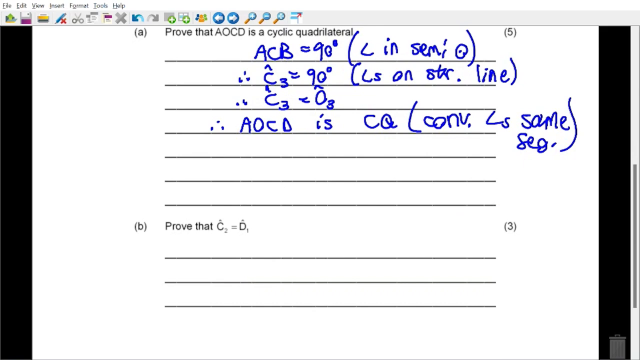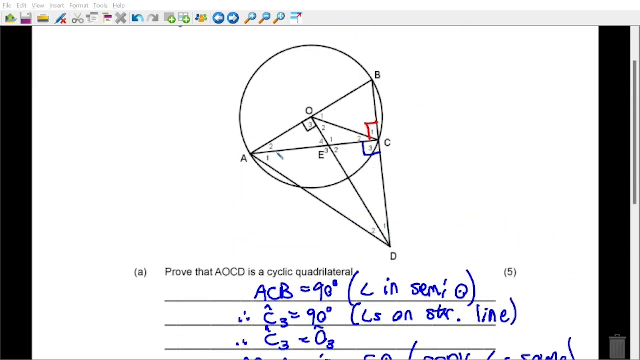Part B says prove that C2 is D1. Right, now C2, if we look at where C2 is over here, will in fact equal that one there. And it will equal that one there because they are angles opposite equal sides with our radii. But A2 will equal D1 because of the cyclic quad that we proved up above. Right, so I'm going to write this one down over here.